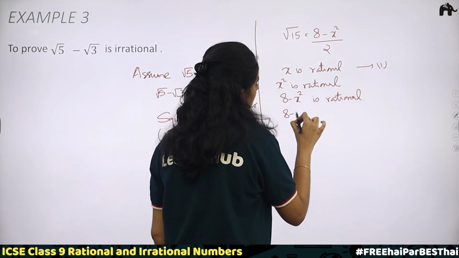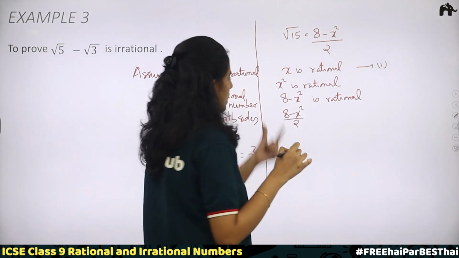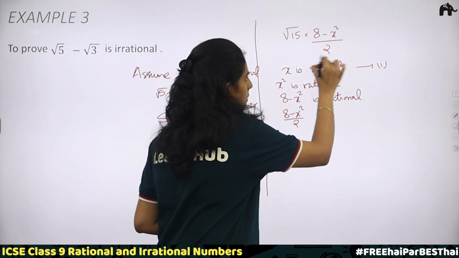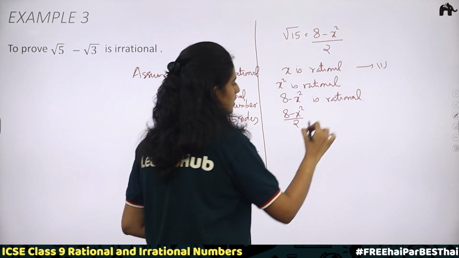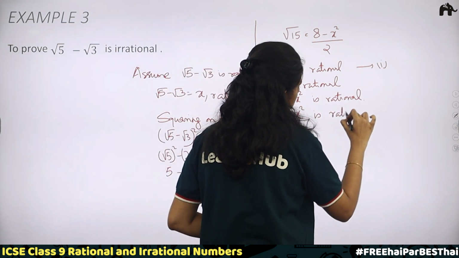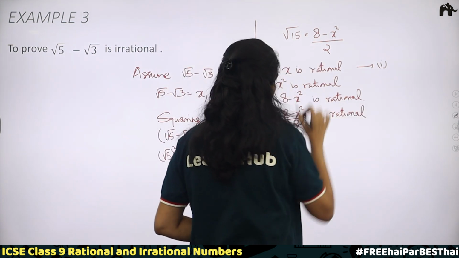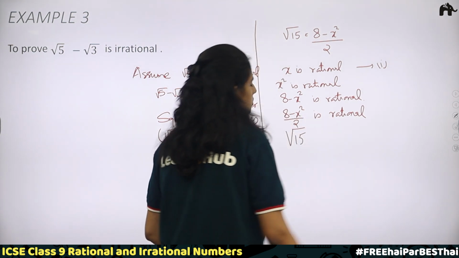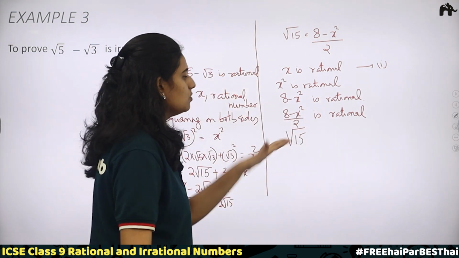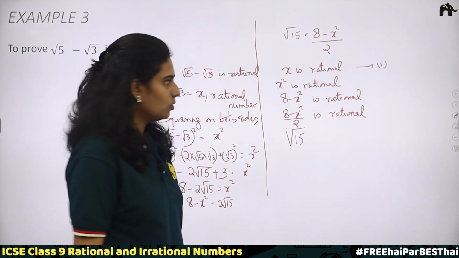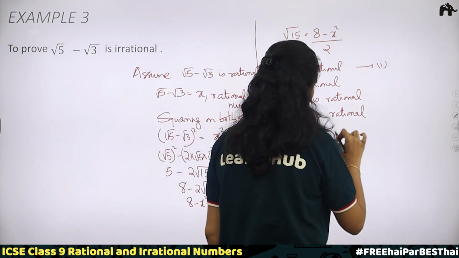What about 8 minus x square divided by 2? 8 minus x square is rational, divided by 2. 2 is a rational number. Therefore, this is also a rational number. What about root 15? Is this root 15 a rational number? No, root 15 is irrational.